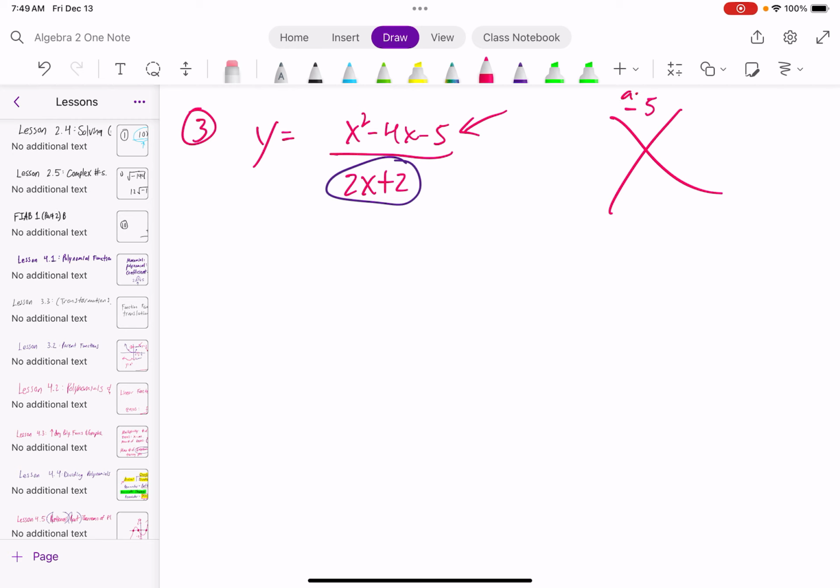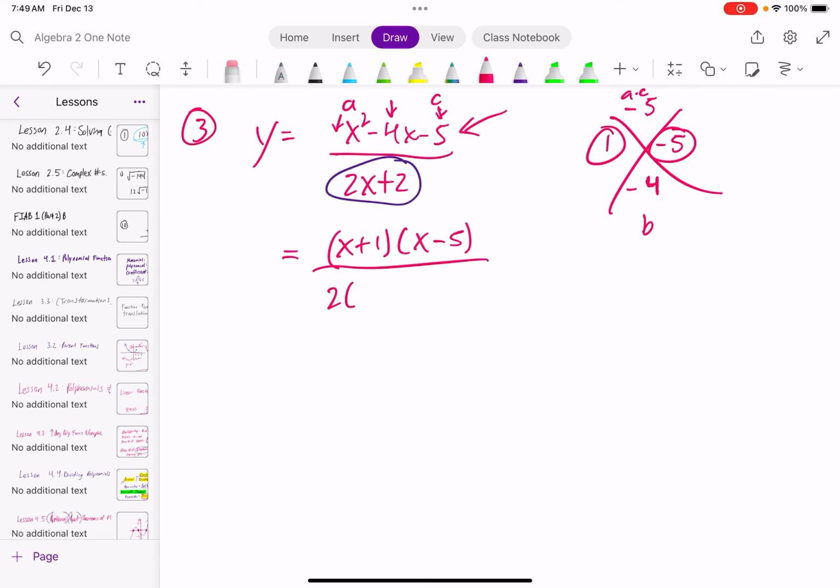Remember, this is a times c up here. So this is your a value and your c value. Remember that for a quadratic. And this is your b value here. And so 1 and 5 make 5, and for it to be negative 4, the 5 must be negative. So up on top we have x plus 1 and x minus 5. And down below we have 2 times x plus 1, if you factor out the 2.